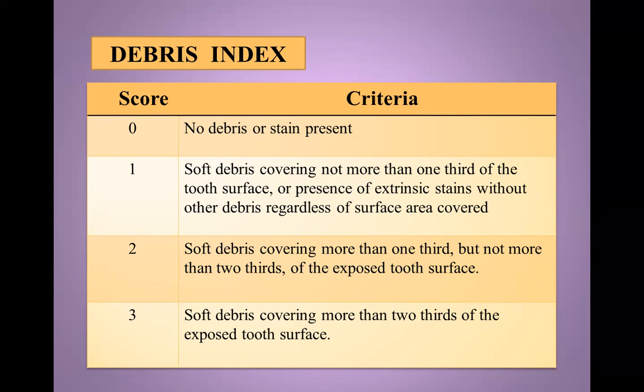Score 2: soft debris covering more than 1/3 but not more than 2/3 of the exposed tooth surface. Now score 3: soft debris covering more than 2/3 of the exposed tooth surface.